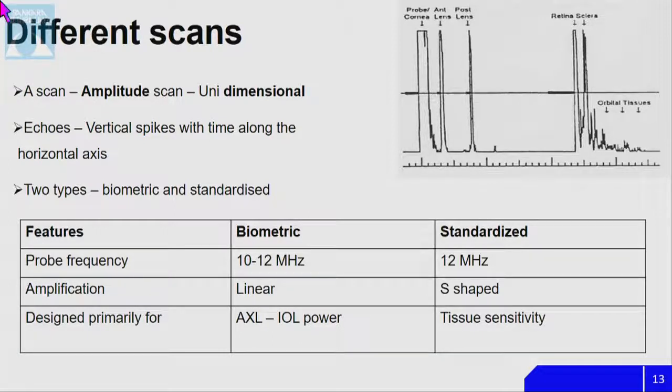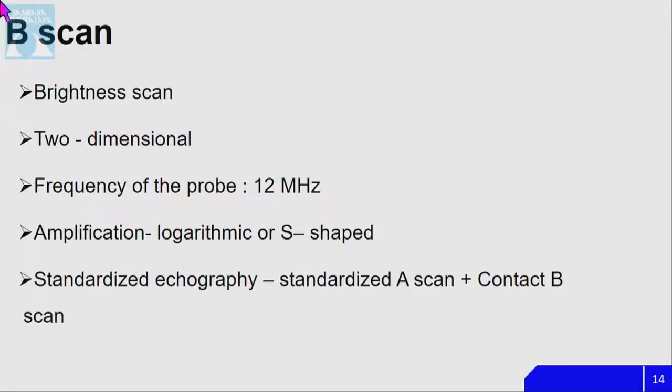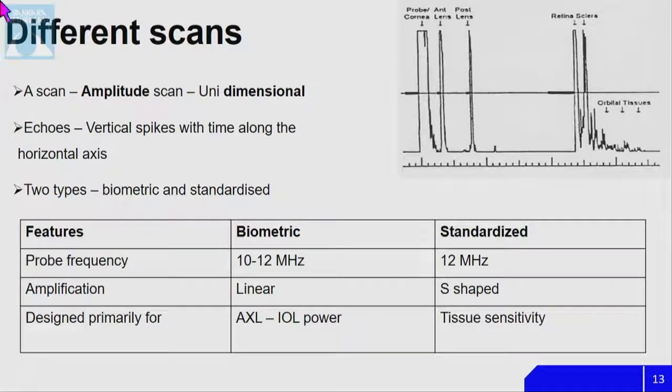The standardized one, which is combined with the B scan, which we use routinely, has an S-shaped amplification, and it's mainly used for tissue sensitivity. The first spike is the cornea, followed by lens, anterior and posterior capsule. Then here is the retinal spike and the sclera. Then orbital tissues have very low spikes.